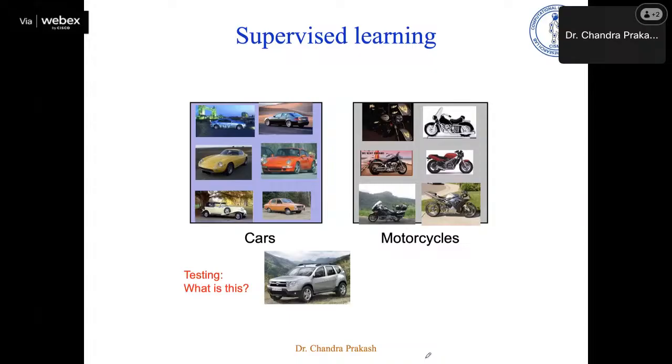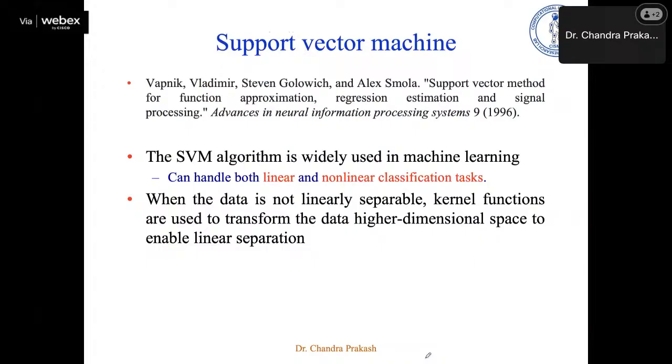Now, for these, we have different models. So, logistic regression, perceptron is there, Naive Bayes is there, neural network, decision tree, K nearest neighbor, and SVM. So, today we will talk about the SVM. It was proposed somewhere in 1996, even though they started their work in 1990, and then they came up with the support vectors for function approximation, regression estimation, and processing. This is their paper. If you are more interested, you can also always refer to this paper.